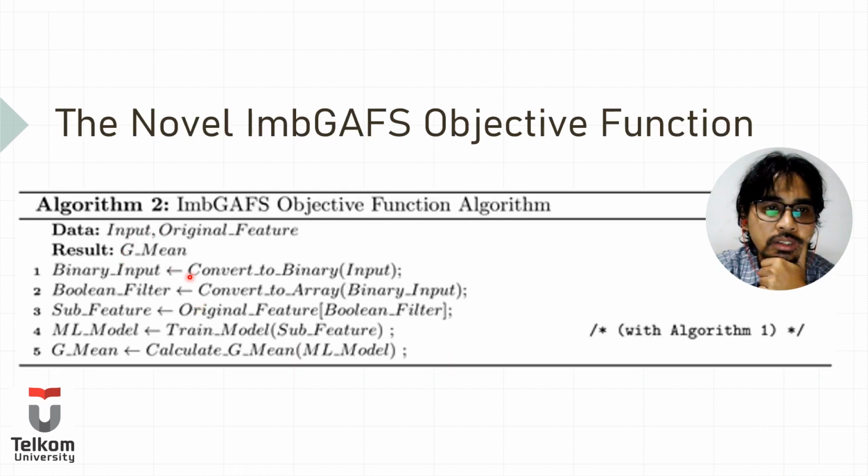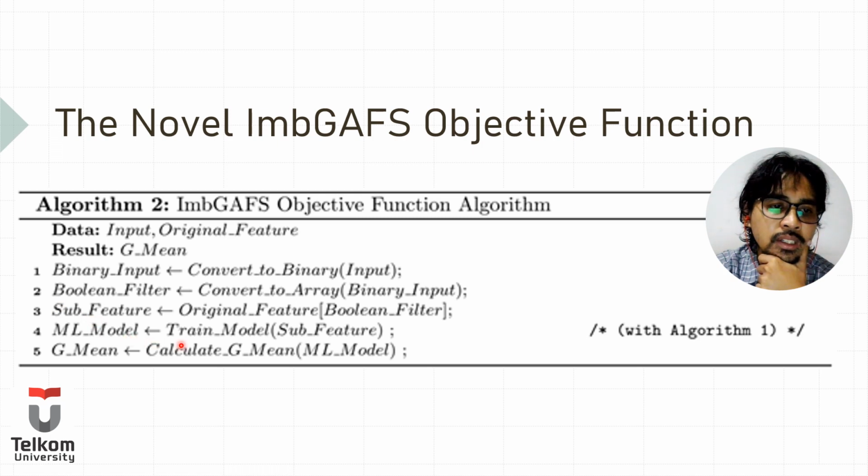So this is the algorithm of our novel ImbGAFS objective function. First, we generate a random number. The random number has a range from 0 to 2 to the power of the number of features. This number is then converted into a binary number, and the binary number is converted into an array of Boolean values. This array of Boolean values is used to filter the original features into the new features called the subfeatures.